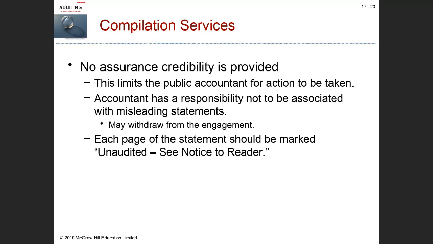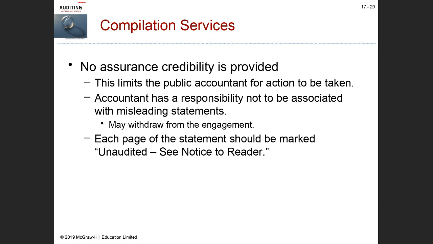Now, if we suspect the numbers are incorrect, of course, we cannot be associated with anything which we know may be misleading, right? So normally, if we find the numbers are incorrect, we'll ask management to make adjusting journal entries to correct the financial statements. Most of the time, of course, management will do that. However, if they refuse to do it, then of course we're still in the same situation. You may have to actually withdraw from the engagement. Okay, so that may be a type of situation you're faced with that would be similar to an audit. In this engagement, each page is marked as unaudited. See notice to reader. Okay, so the actual report typically is called a notice to reader report. It wasn't in the review engagement slides, but also in the review engagement slides, each page will also be marked unaudited.